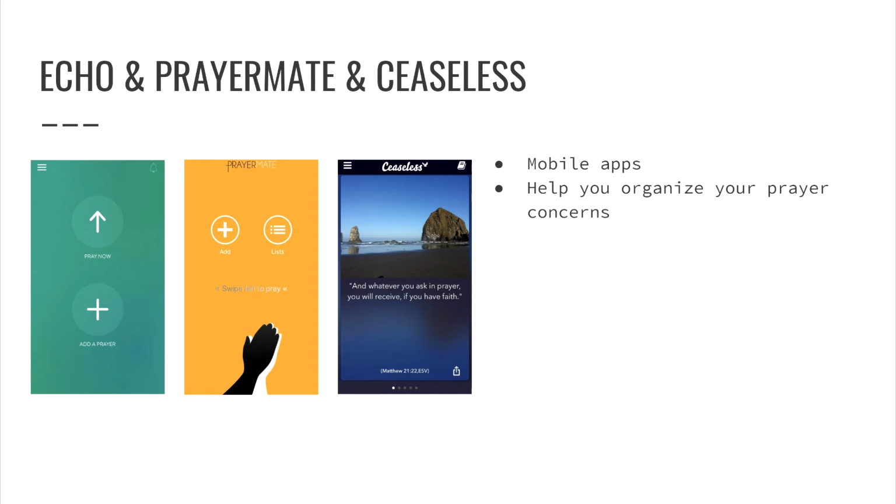PrayerMate, you can create lists. So when I opened up the app, it said list names of family members. And so I just started typing in a bunch of my family members. And then later I said, well, I want to pray for family. And it brought them up one by one, individually, a little card. Pray for Matt. Pray for Claire. And you can swipe through as you pray for those folks.